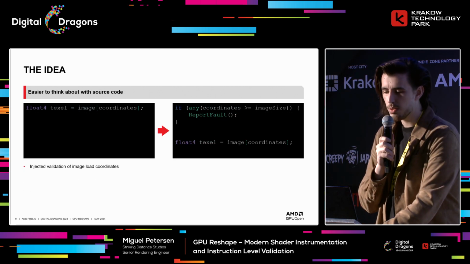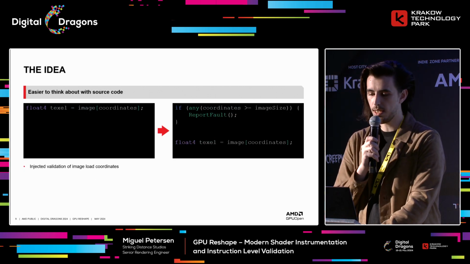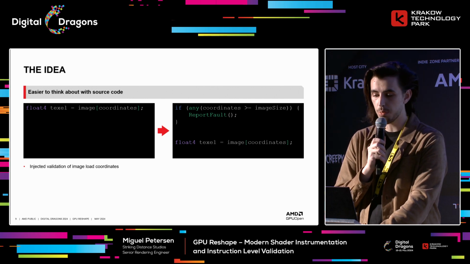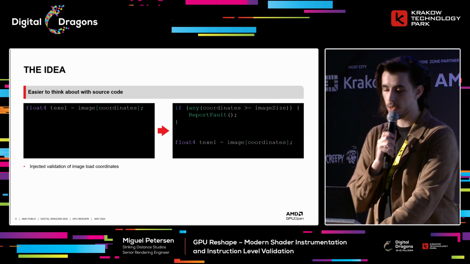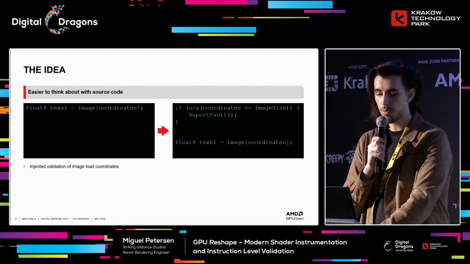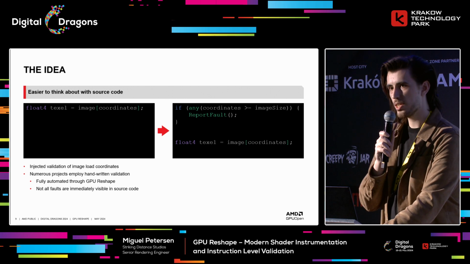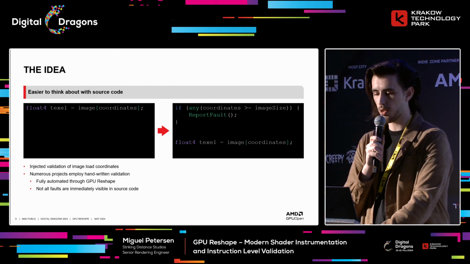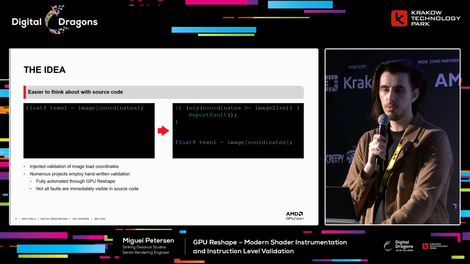But it's a little bit easier to think about with source code, right? That's what we're used to seeing. Again, we have an image load operation, and we want to validate its coordinates against its dimensions, as seen on the right-hand side. If something went wrong, we report it somehow. What's interesting is that many projects actually have handwritten validation, and this is instead fully automated through GPU Reshape.